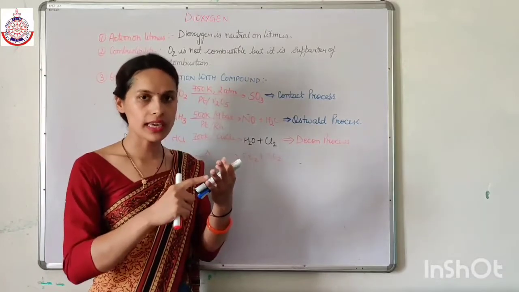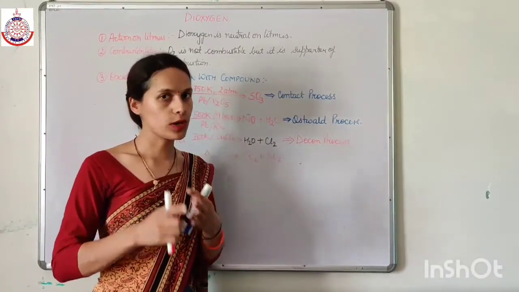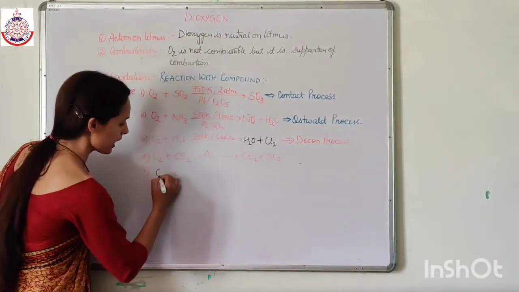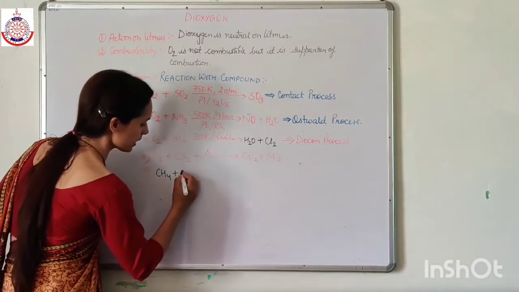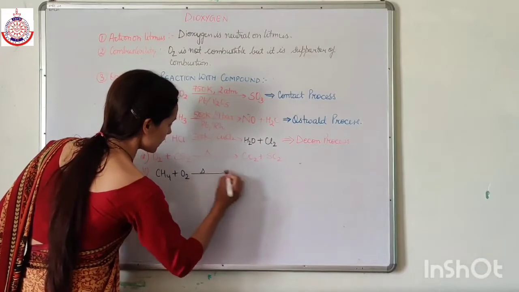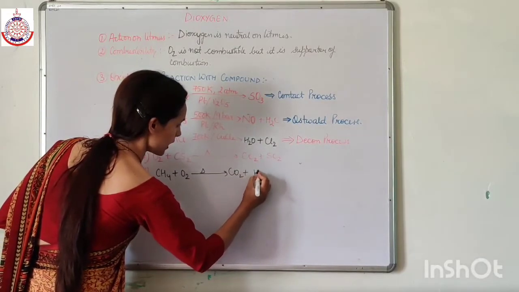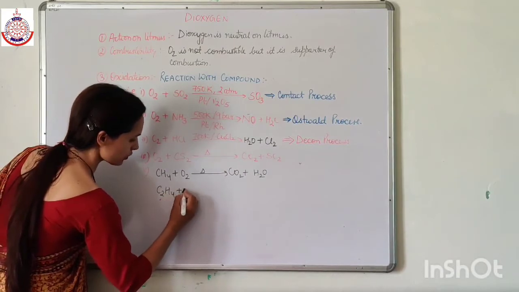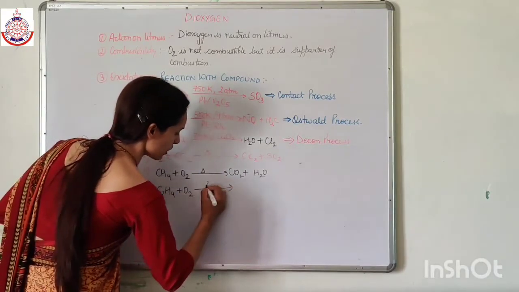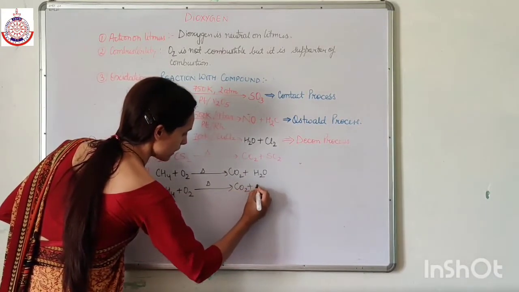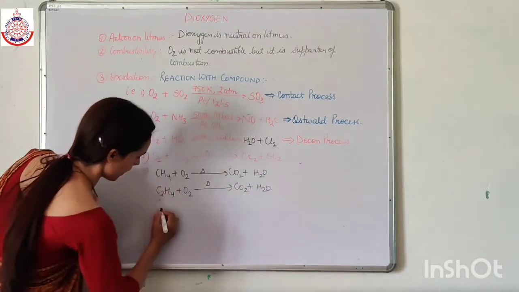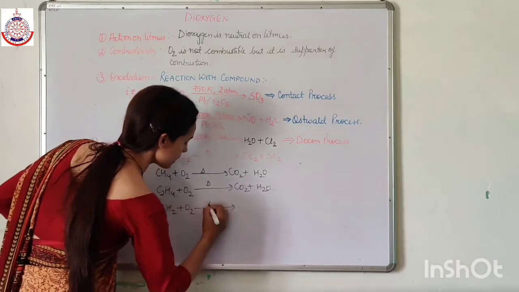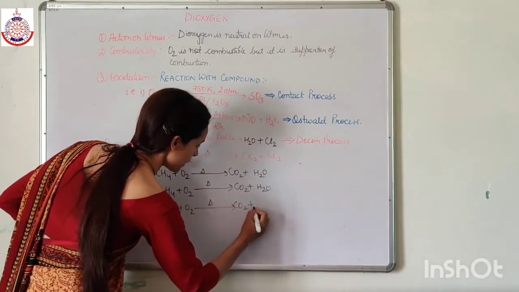And in all the cases, we get only two products, that is CO2 and H2O. For example, if I have methane reacting with O2 on heating, it gives CO2 plus H2O. Similarly, ethene, C2H4 plus O2 on heating gives CO2 plus H2O. And C2H2 plus O2 on heating gives CO2 plus H2O.